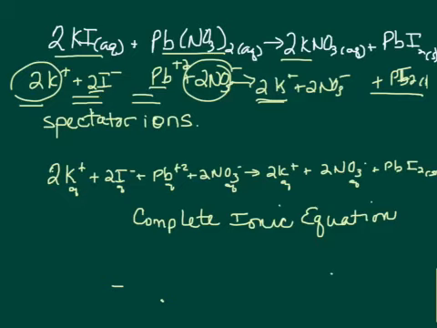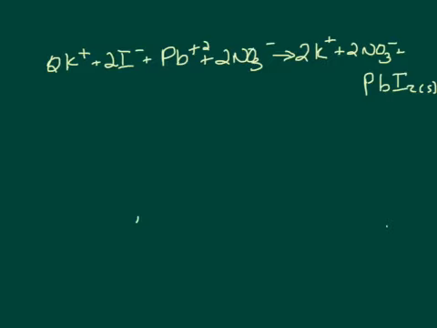So I just rewrote that a little bit to make it neater, and in this form, this would be considered a complete ionic equation. But it's pretty cumbersome. So what we can do is cross out all of the spectator ions, and that would be just looking at the equation and seeing which ions are on both sides of the equation as reactants and products in the same form.